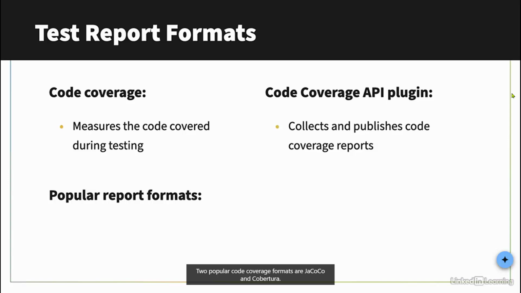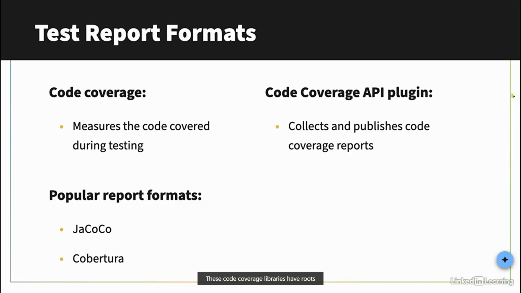Two popular code coverage formats are Jacoco and Cobertura. These code coverage libraries have roots in the Java community and are very popular for testing Java applications. However, due to their popularity, tools supporting other programming languages also generate code coverage reports using Jacoco and Cobertura formats. Jenkins uses the Code Coverage API plugin to collect and publish multiple code coverage report formats, including Jacoco and Cobertura.